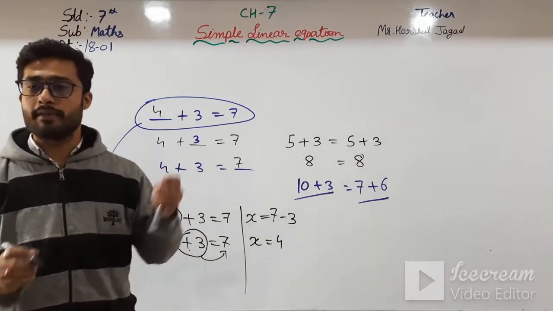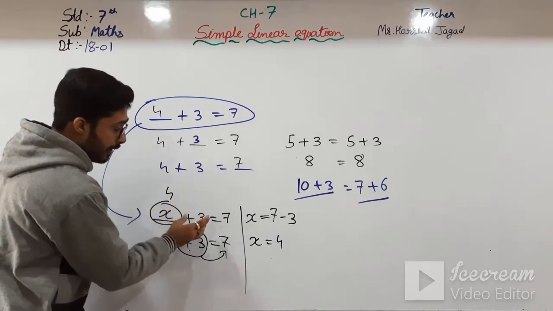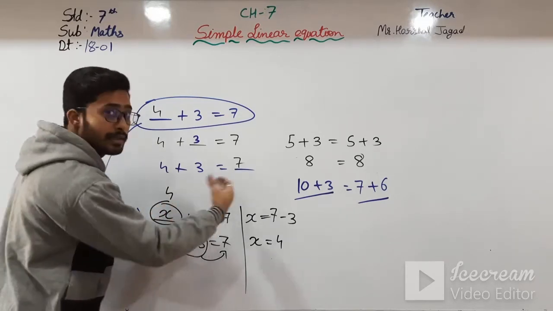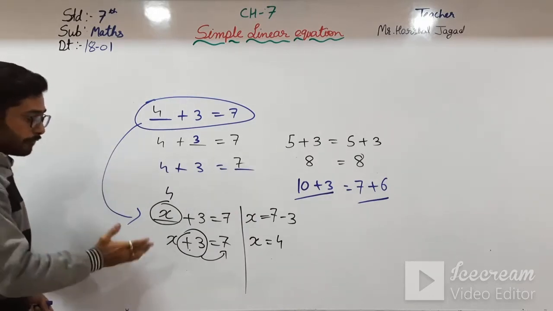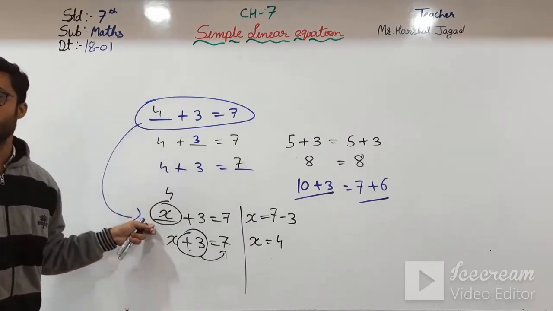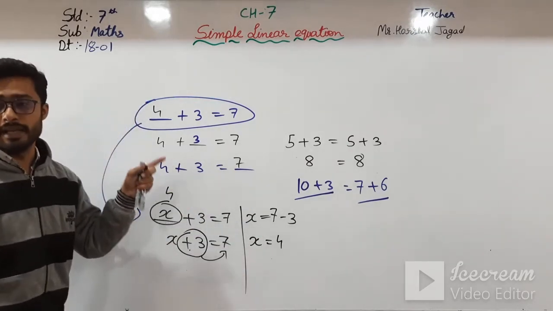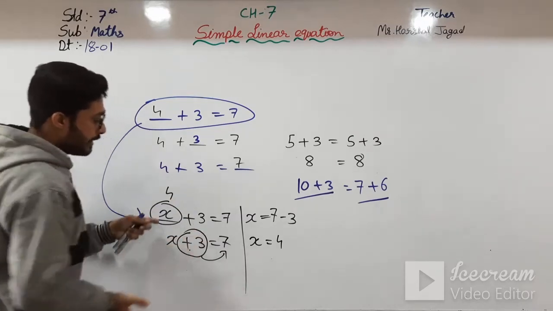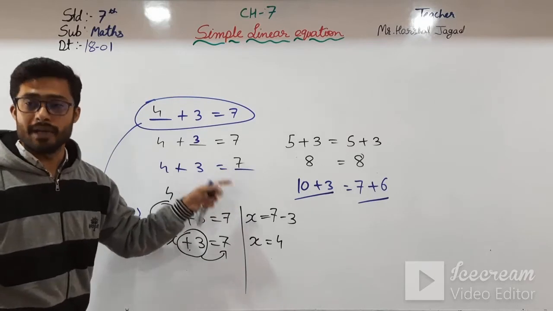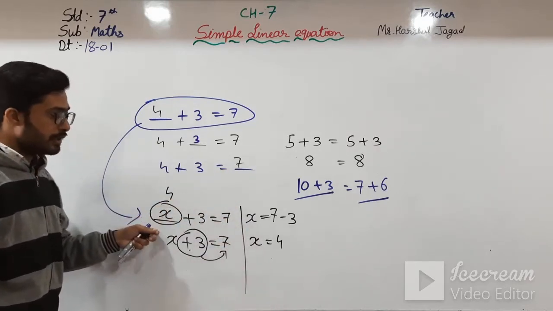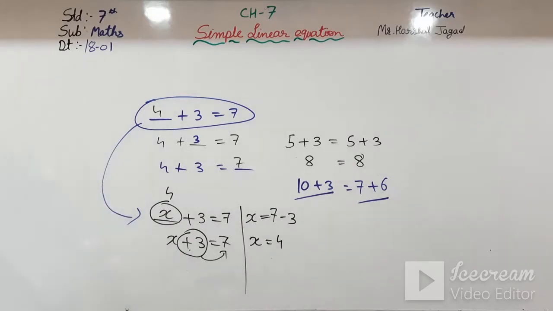Just keep one thing in your mind: when it is plus on this side and it goes to that side, it will be minus, meaning its opposite. And if on this side it is multiplication, then when it goes to that side it will be division. When it is division on this side, then on that side it will be multiplication. If this side is subtraction, then that side is addition. I am just giving you an example of it.